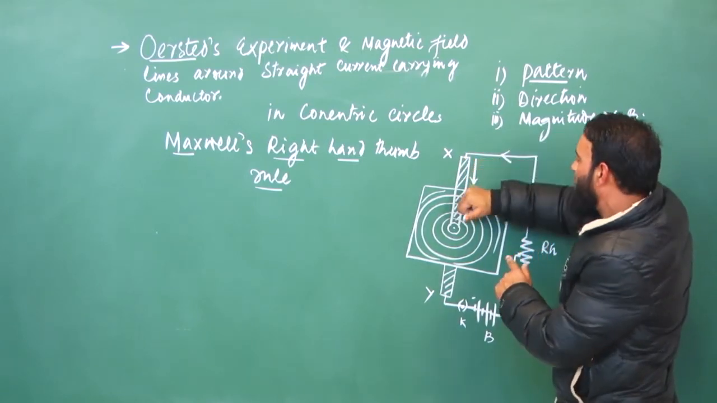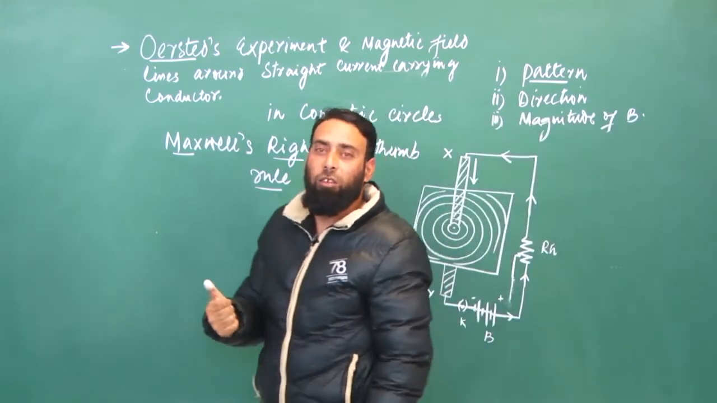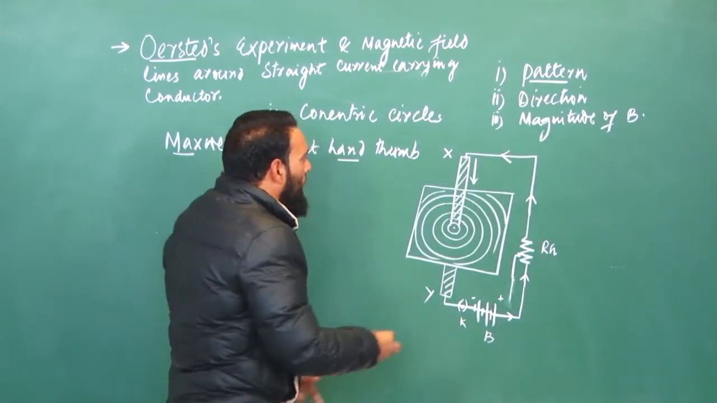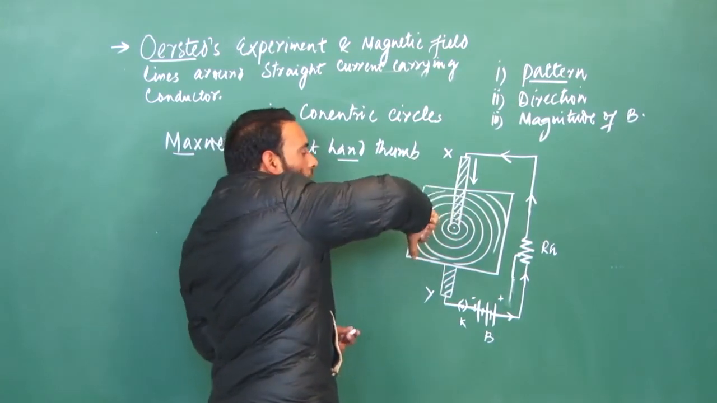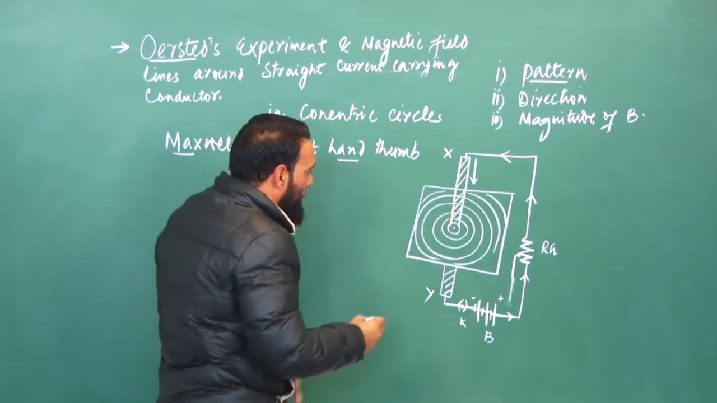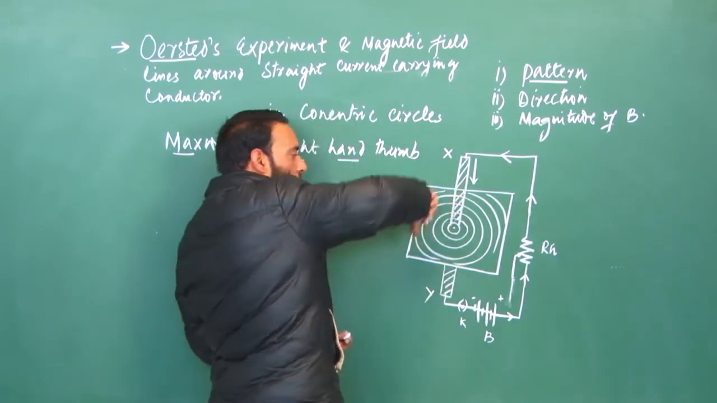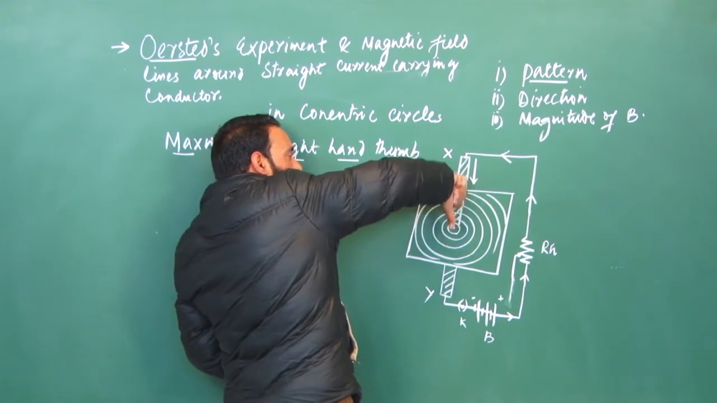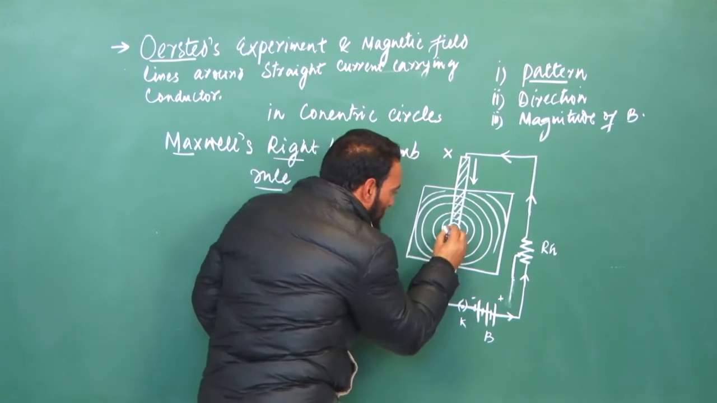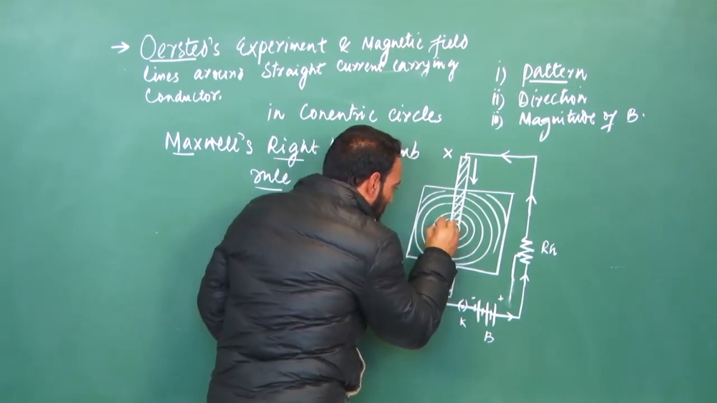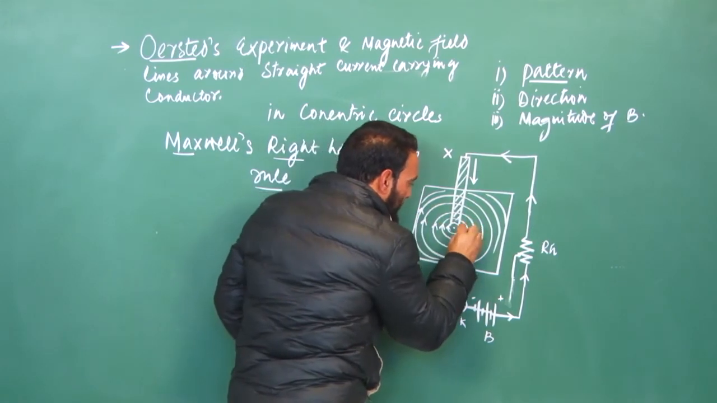But if we reverse the direction of current, then the direction of magnetic lines of force also changes. So here, these magnetic lines of force are anti-clockwise. And when the current is downwards, the magnetic lines of force around are in clockwise direction, like this. So their direction is like this.